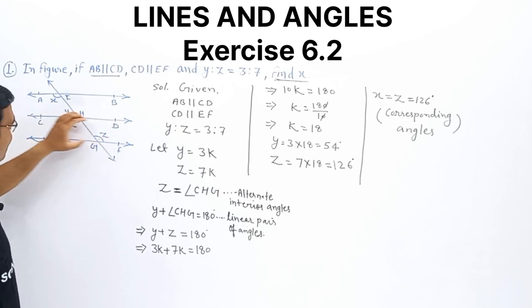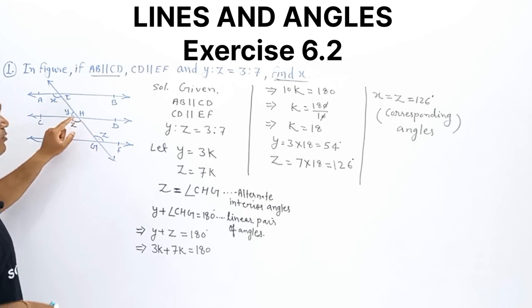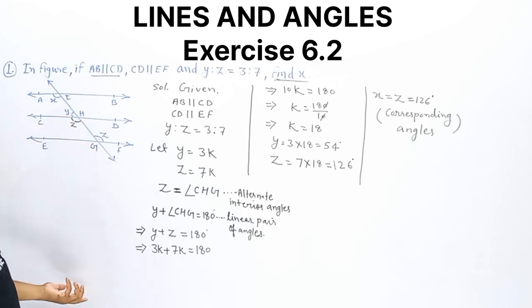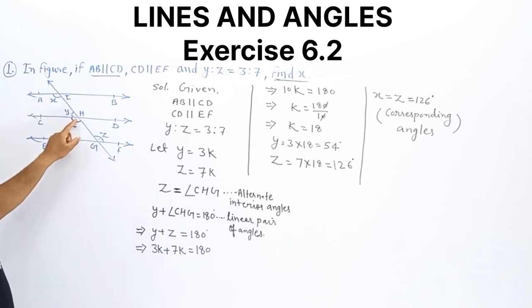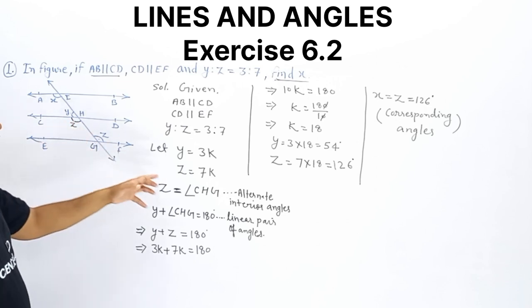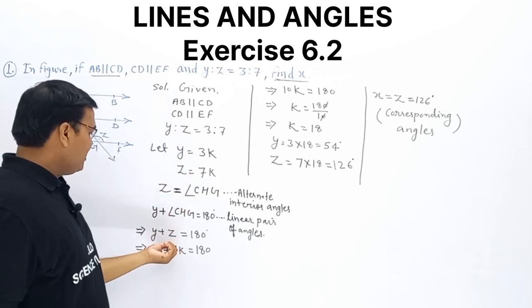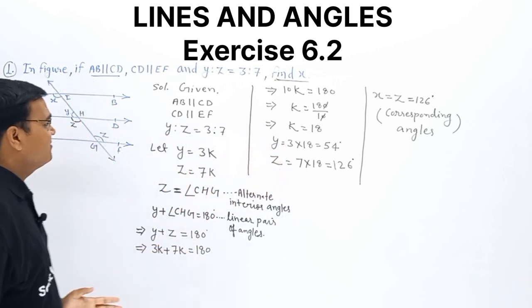Once both lines are parallel and this is the transversal, it means this angle will be equal to this one. Why? Because alternate interior angles. We obtained this one. This will be z. It means this and this angle sum will be 180 degrees. Why? Because they are adjacent angles on this straight line. Clear? We obtained both. We are getting the value of k and getting the angles of y and z, exact angles.